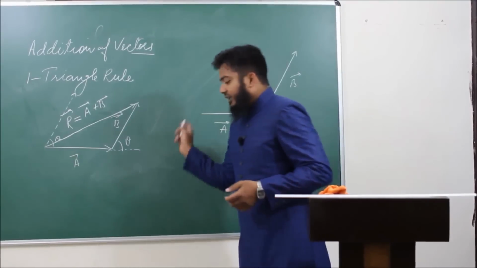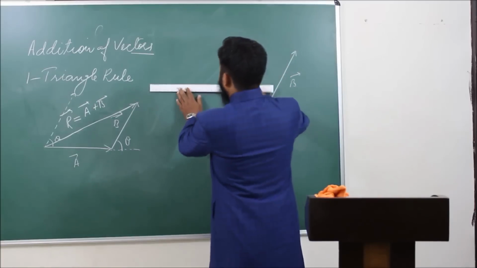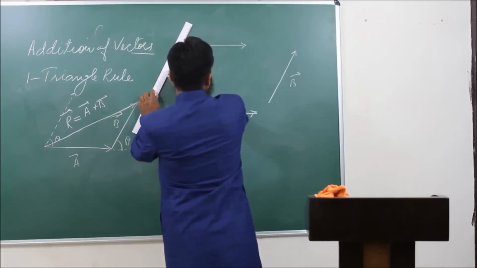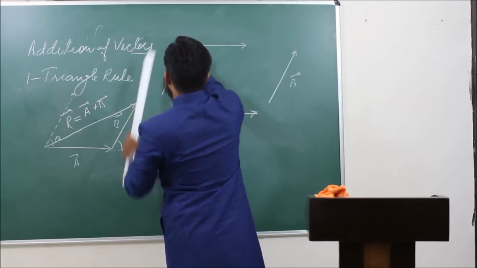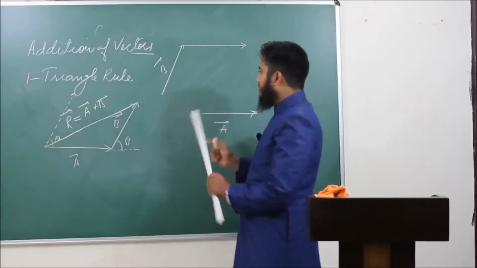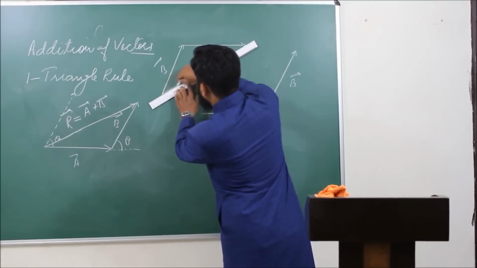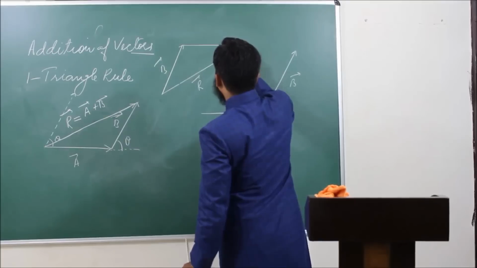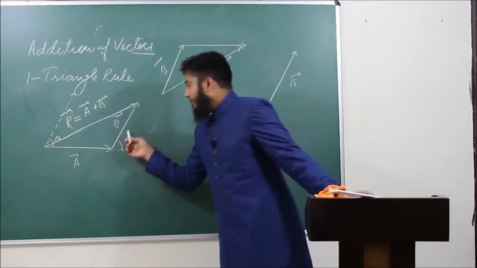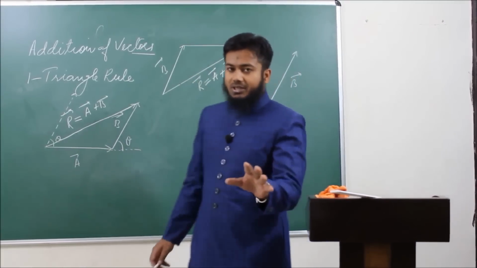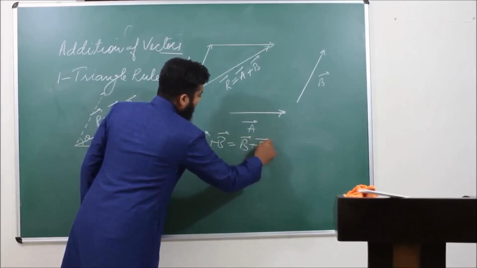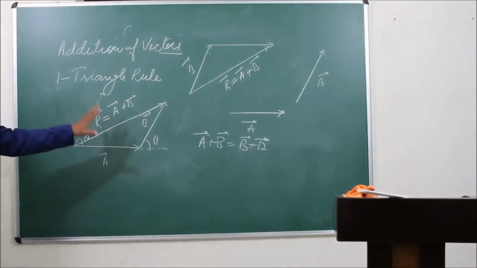Now, if I join it the other way, say I have vector A and the vector B parallel to itself. Remember, this is vector B. So here I have joined the tail of A to the head of B. Then this is also true. This will also give you the same result. This is resultant vector A plus B. So either A plus B or B plus A, that means the addition of vectors is commutative. A plus B will be equal to B plus A. This is the triangle rule.